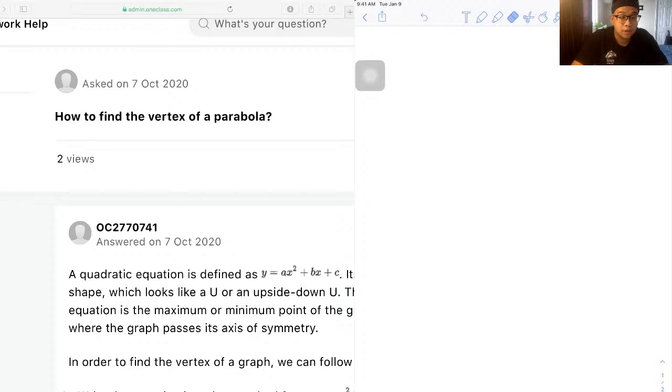So the first question is asking us how to find the vertex of a parabola. Okay, so first let's write that down. How to find the vertex of a parabola.